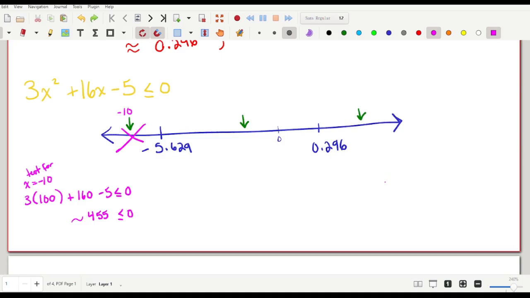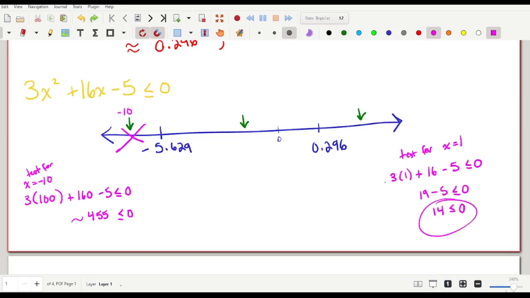I think the most obvious choice is we're going to test for x equals 1. So we've got 3 times 1 squared, which is just 3. We have 3 times 1 plus 16 minus 5. Things are looking up, but still you've got 19 minus 5, which is 14. I don't know if I'm doing this math right. I'm not that great with arithmetic, but I'm pretty sure it comes out to something that is definitely a positive number. It's definitely not less than 0. So this is not in our domain.